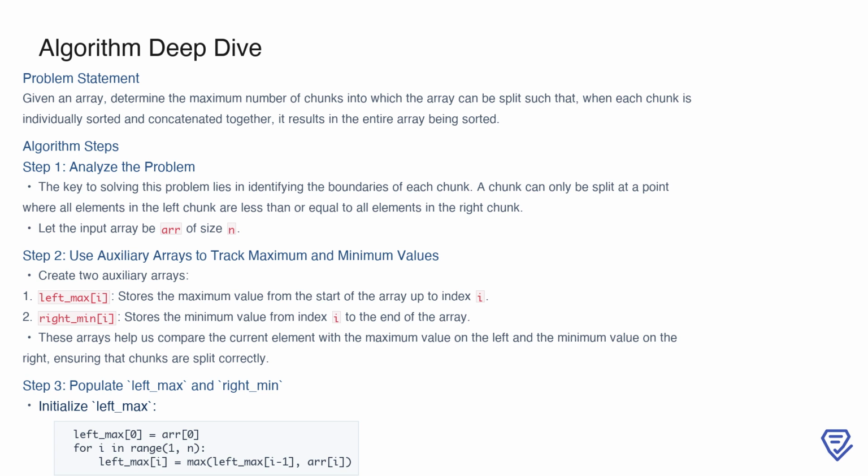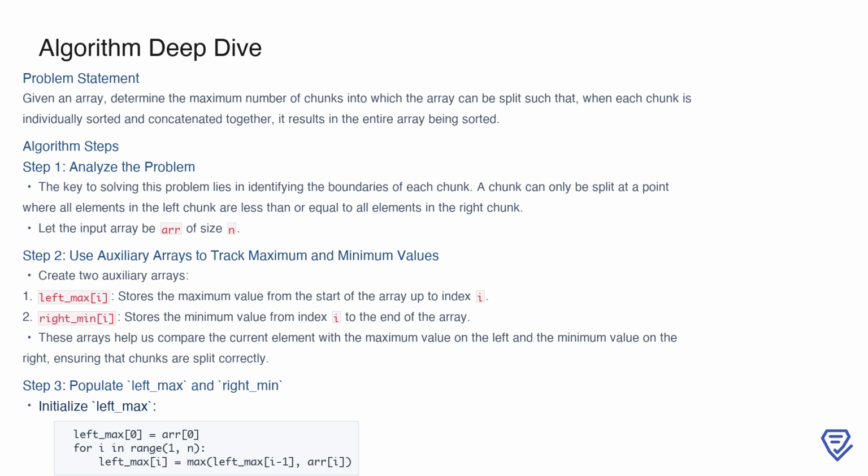The key insight here is that a chunk is valid if sorting it and concatenating all chunks results in the entire array being sorted. This means that for any split point, all elements in the left chunk must be less than or equal to all elements in the right chunk. To achieve this, we will use two auxiliary arrays, left_max and right_min. The left_max array will store the maximum value from the start of the array up to each index, while right_min will store the minimum value from each index to the end of the array. These arrays allow us to efficiently determine the boundaries for each chunk.